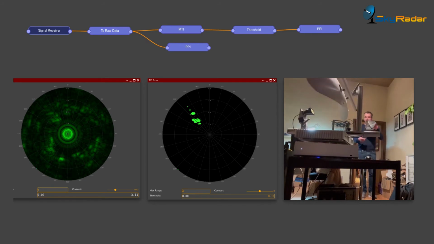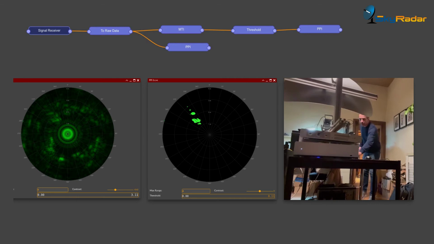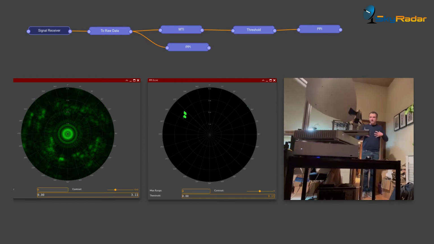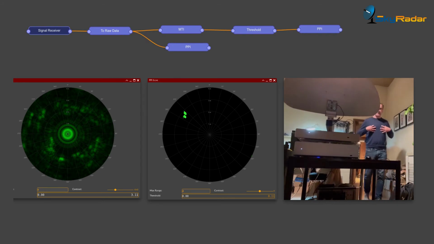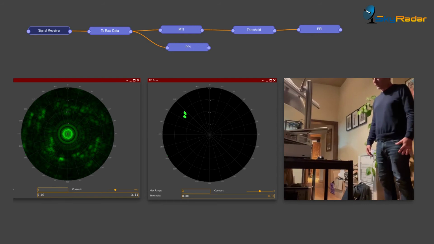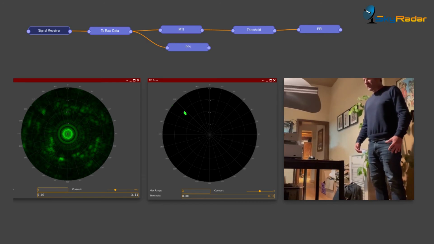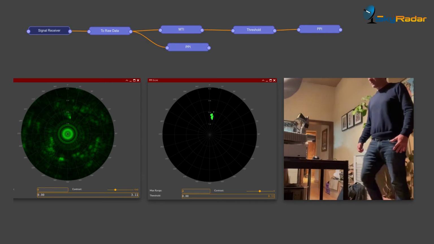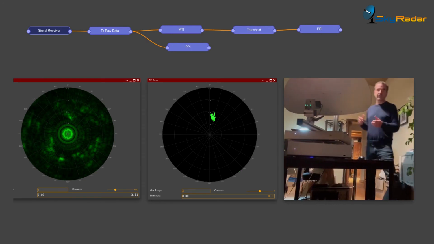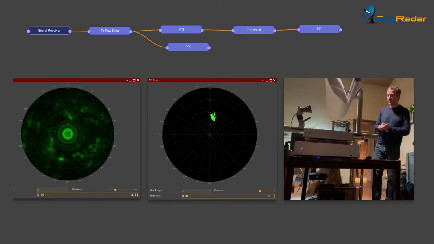I put the corner reflector away now, and you see how nicely the radar is tracking me. I move now, and first I stand still, it doesn't see me, but once I start moving, you see my movements appear.